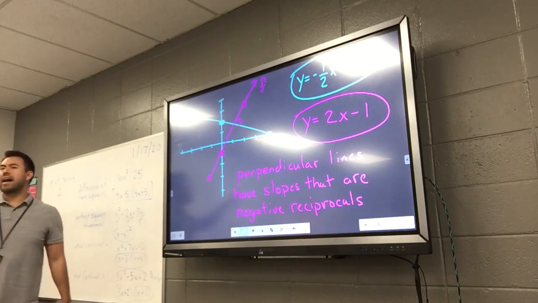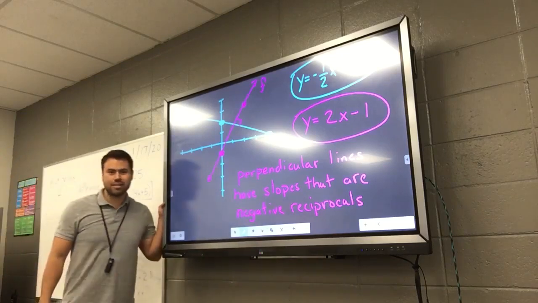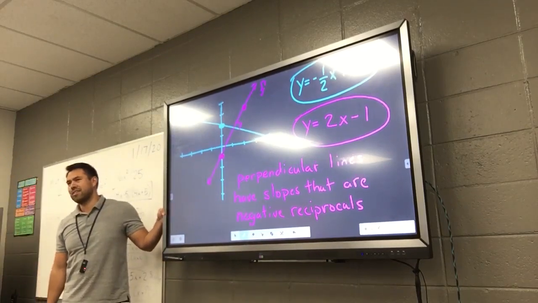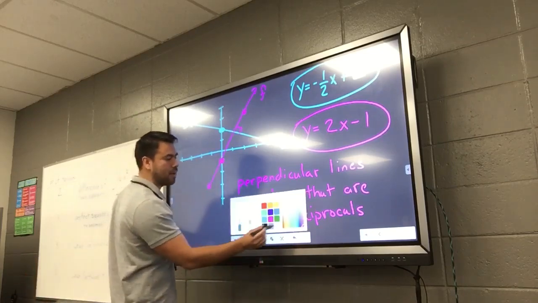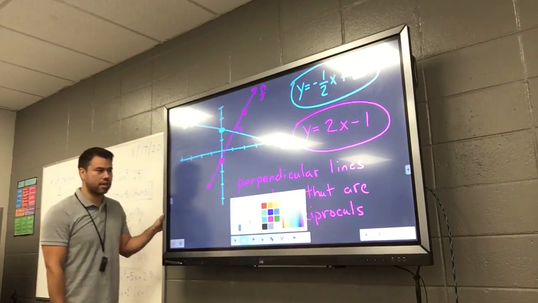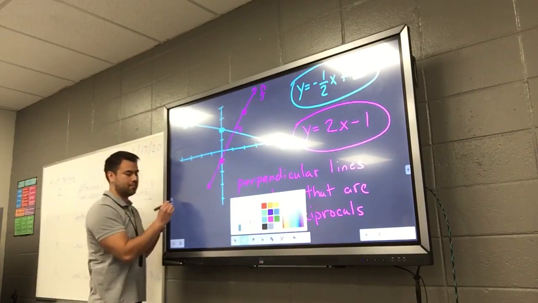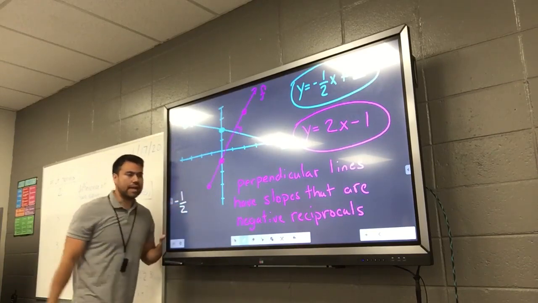All right, here we go, guys. Let's look at the slopes. When you do this on your homework, you're going to be very confused. I'm going to write this in white here so you can see very clearly. What's the slope of the first line? Negative 1/2.